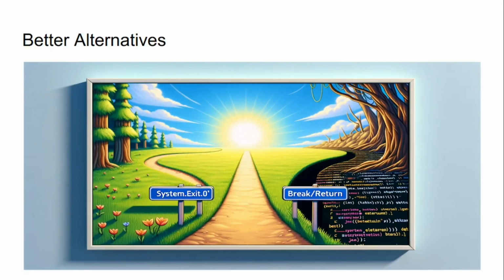Let's talk about better alternatives. Consider alternatives like break, return, or a flag variable to manage your program flow. These allow you to exit loops or methods gracefully while still letting the rest of your program conclude properly. For example, replacing System.exit(0) with break in our previous code snippet would allow the loop to exit when i equals 5, but the final print statement would still execute, demonstrating a controlled exit.